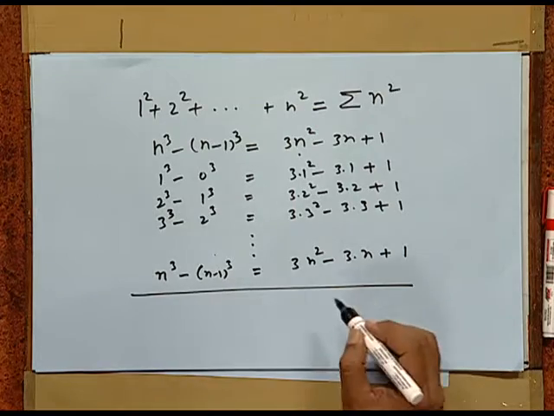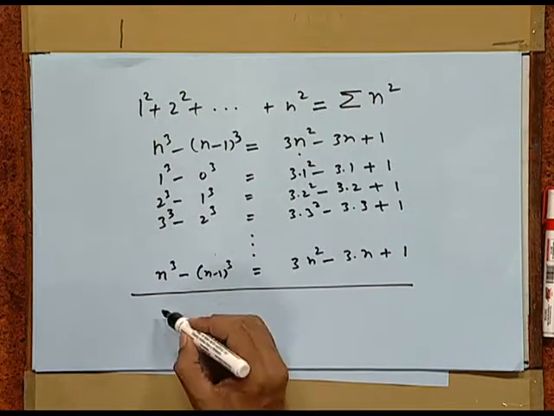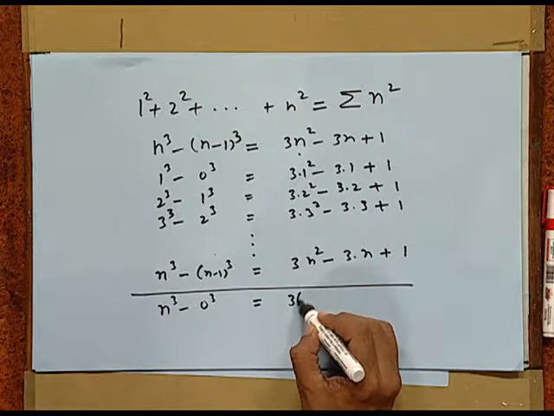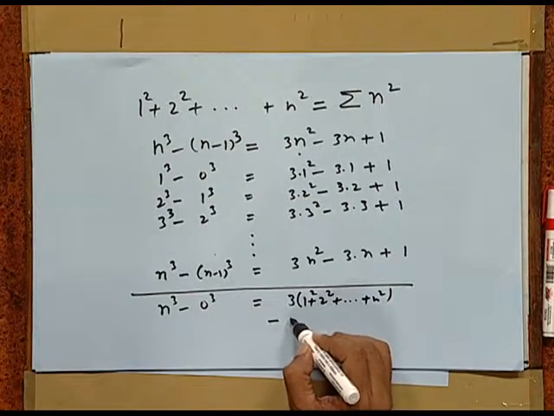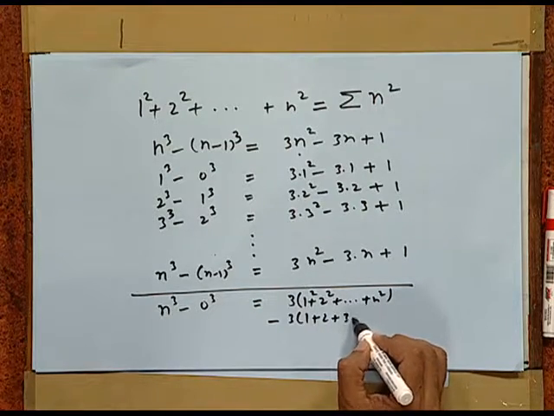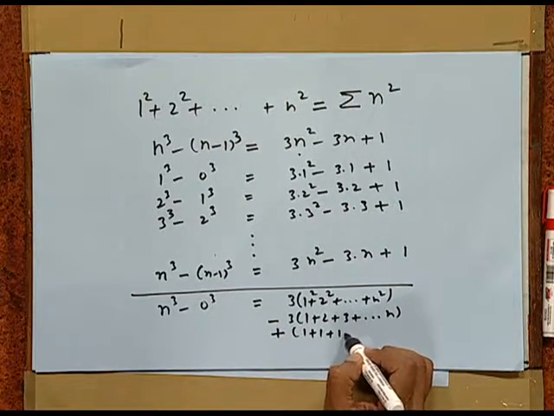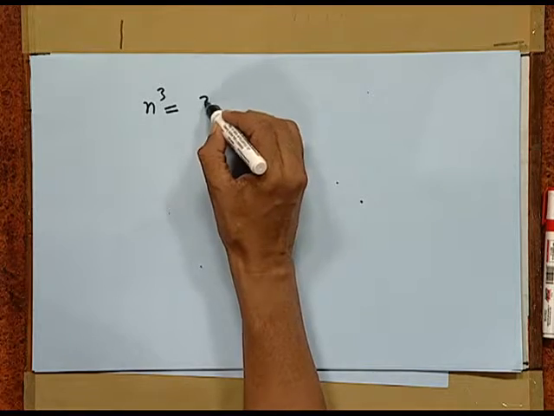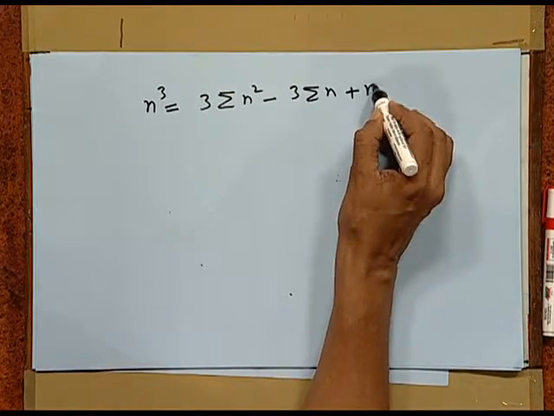If we add all these terms, we find that this cancels with this term, this with this. Finally, we are left with only n cube minus 0 cube. That equals 3 times 1 square plus 2 square and so on up to n square, minus 3 times 1 plus 2 plus 3 and so on up to n, and then 1 plus 1 plus 1 and so on up to n terms. So, we have n cube is equal to 3 times sigma n square minus 3 times sigma n plus n.